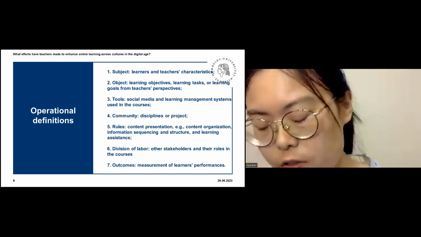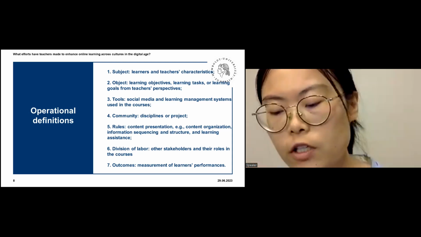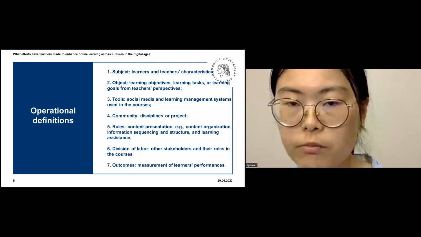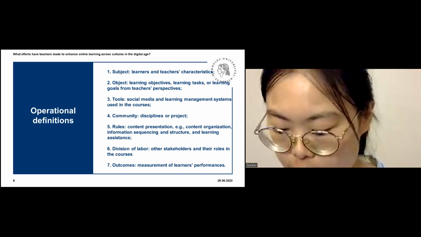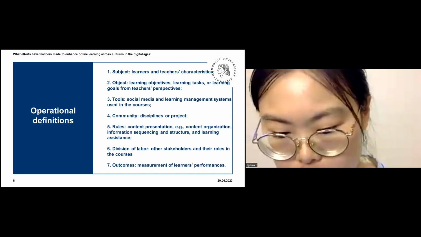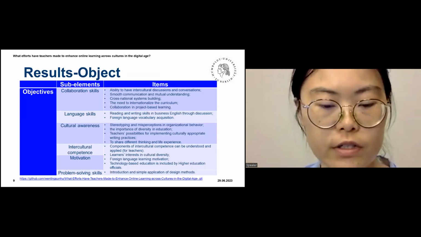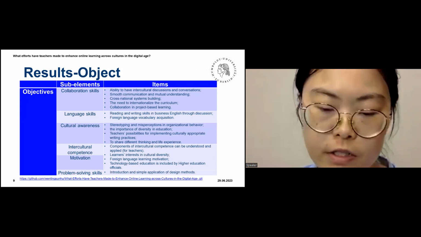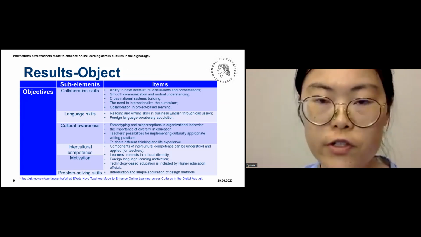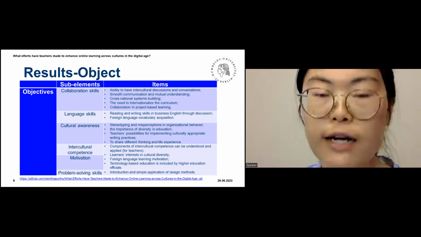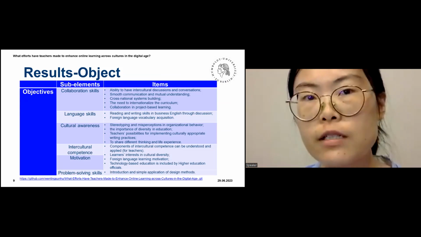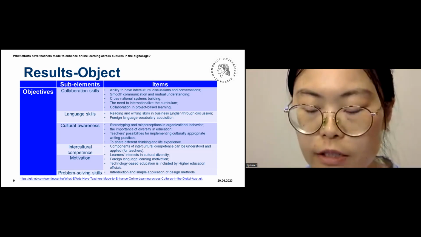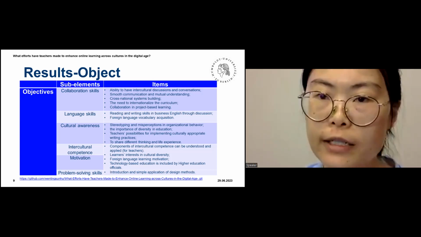And the last is about outcomes. It's about measurement of learners' performance, how teachers measure their students' performance and judge their outcomes. And here are the results. I will introduce them in three parts. If you're interested, you can download it from GitHub. I have uploaded all these articles, and the link can be found in my articles.